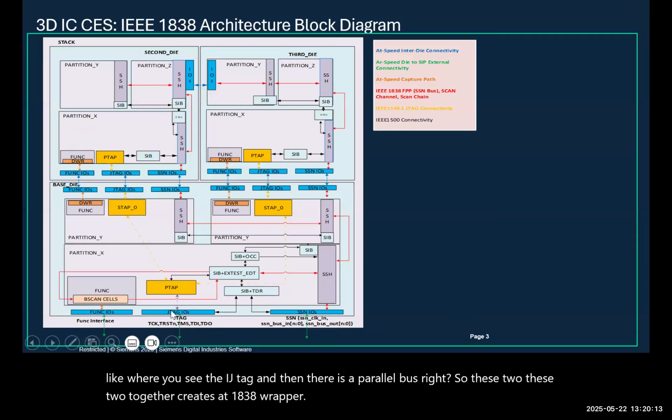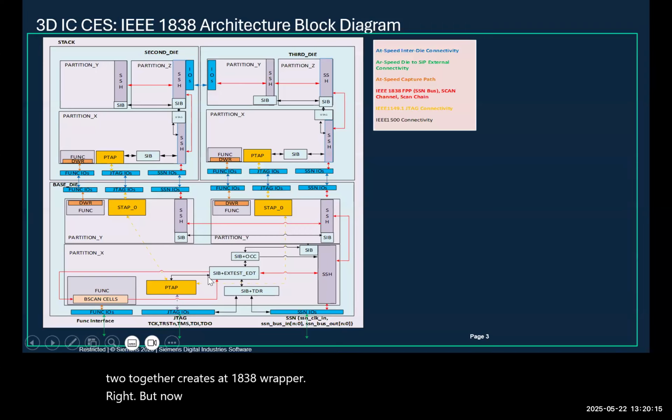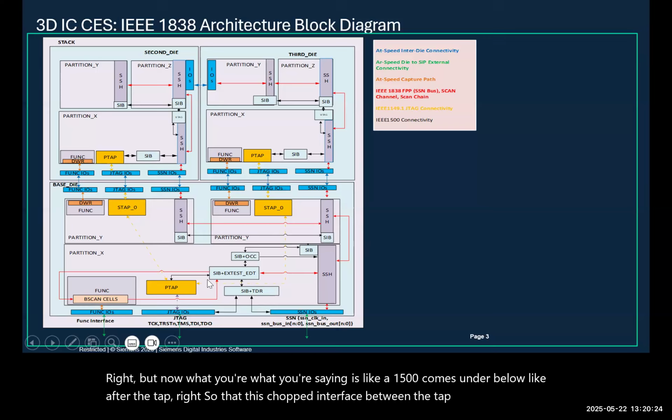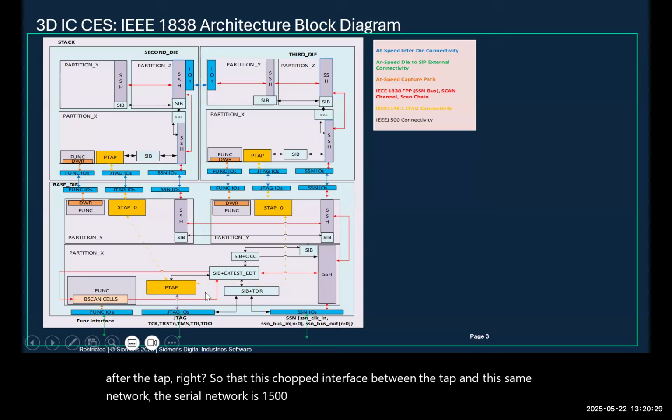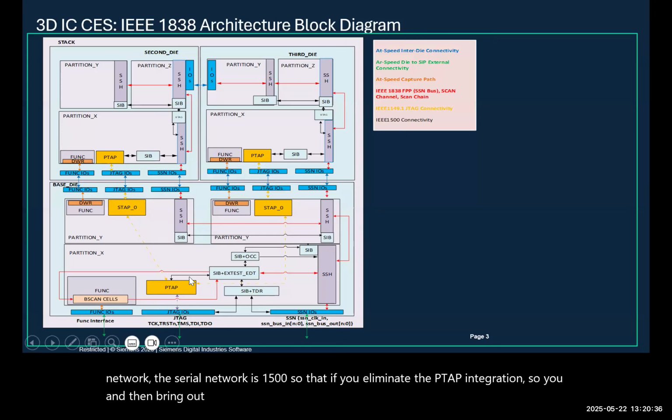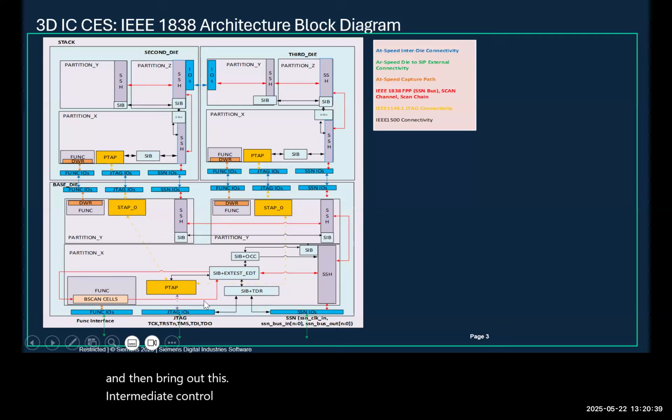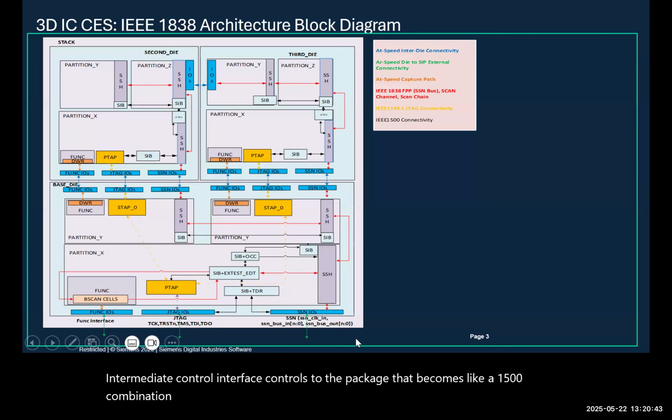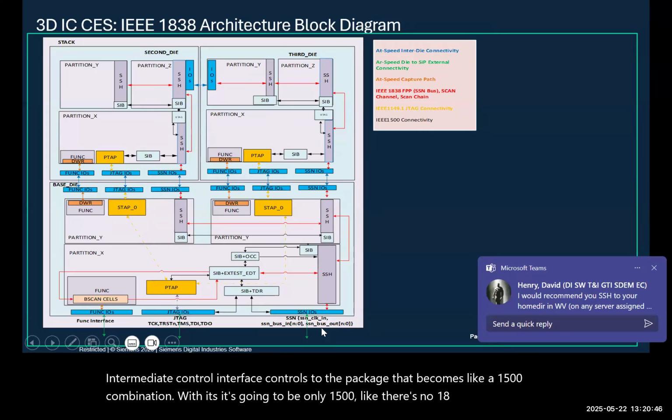Okay. Right. So what you're saying is that 1500 comes below, after the TAP. So this interface between the TAP and the SIP network, the serial network, is 1500. If you eliminate the PTAP integration and bring out this intermediate control interface to the package, that becomes a 1500 only combination, and there's no 1838 in that scenario.